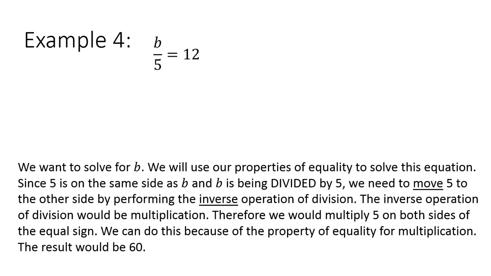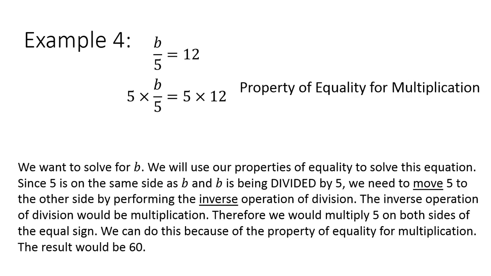Therefore, we are going to multiply 5 on both sides of the equal sign. And we can do this because of the property of equality for multiplication. To simplify the left-hand side of the equation, this is actually 5 divided by 5, which equals 1. So we have 1b equals, and then 5 times 12 is 60.